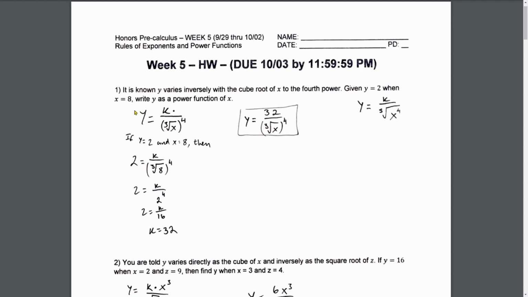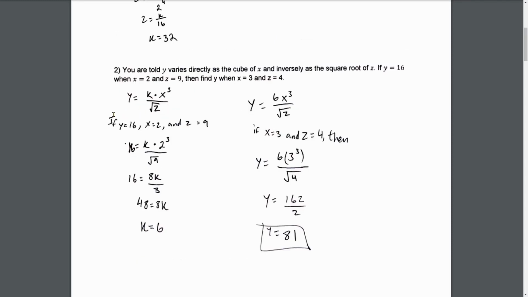We know that there's going to be some constant k that we're solving for. So if y equals 2 and x equals 8, we can set up the formula as 2 equals k over the cube root of 8 to the fourth power. So 2 equals k over 2 to the fourth. Eventually we get k equals 32. So the function as a power of x would be y equals 32 over the cube root of x to the fourth power.